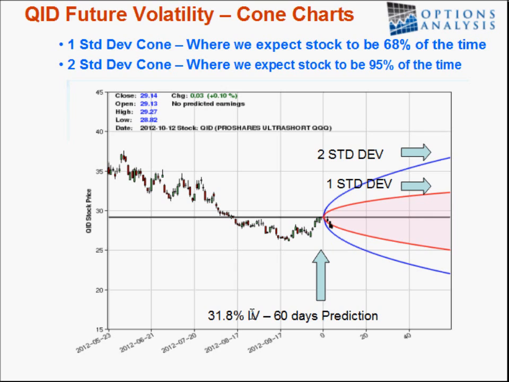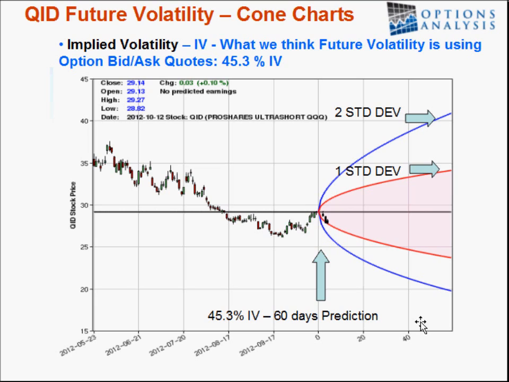If we increase what we think the future volatility will be from 31.8% to 45.3%, we see that the future cone areas increase significantly. So an increase in what we think the future volatility will be causes an increase in the dispersion that we'll think might happen in the stock as time goes by. A stock with a high implied volatility has an expected larger dispersion inside its cone chart.